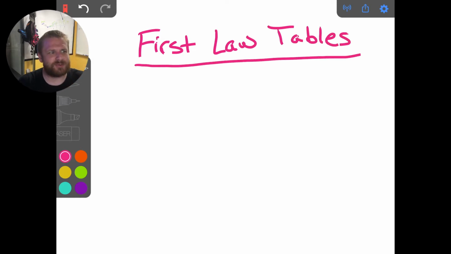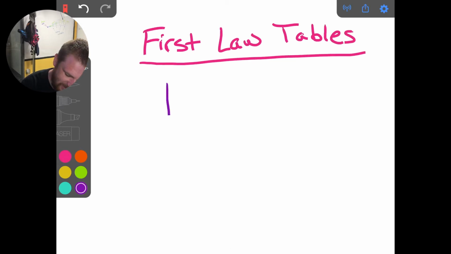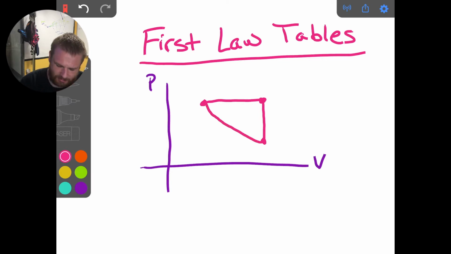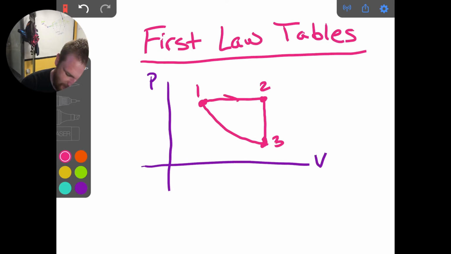And first law tables are used for evaluating thermodynamic cycles, meaning we have something on a process or a series of processes on our PV diagram that starts at some initial state and then traverses to different states through different thermodynamic processes. And we have state 1 and state 2 and state 3, but what makes it a cycle is we get back to where we started from. And this goes around the PV diagram like this.